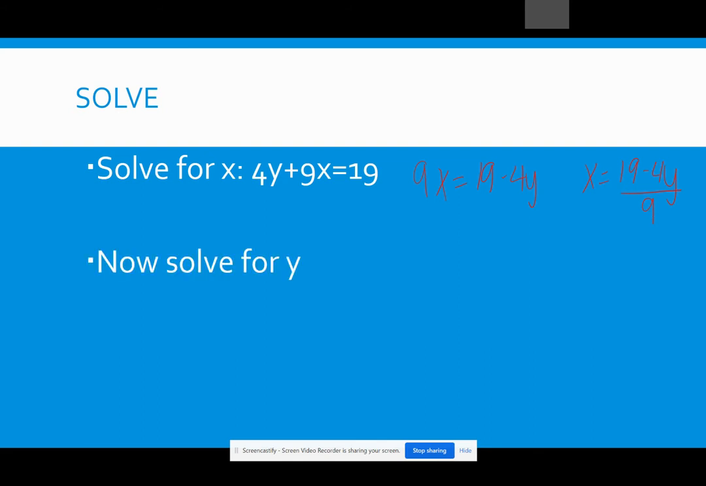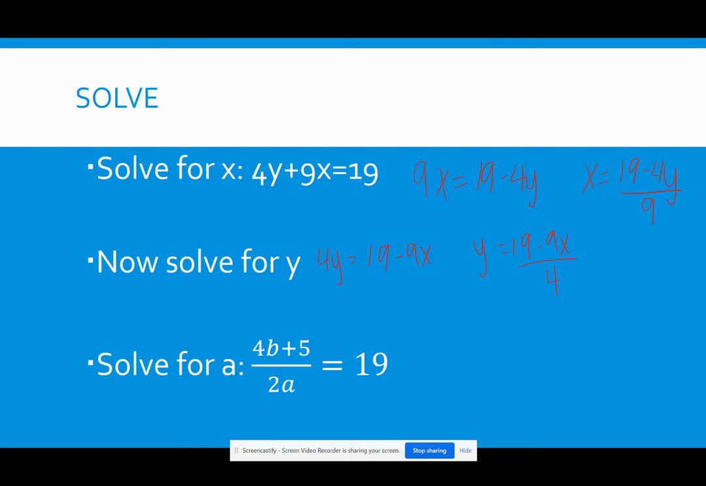And then I say solve for y. So we can go to our original equation, and we're going to subtract the 9x from both sides instead. And then divide by 4. So it's the same process as the one above, but instead we want to get y alone.